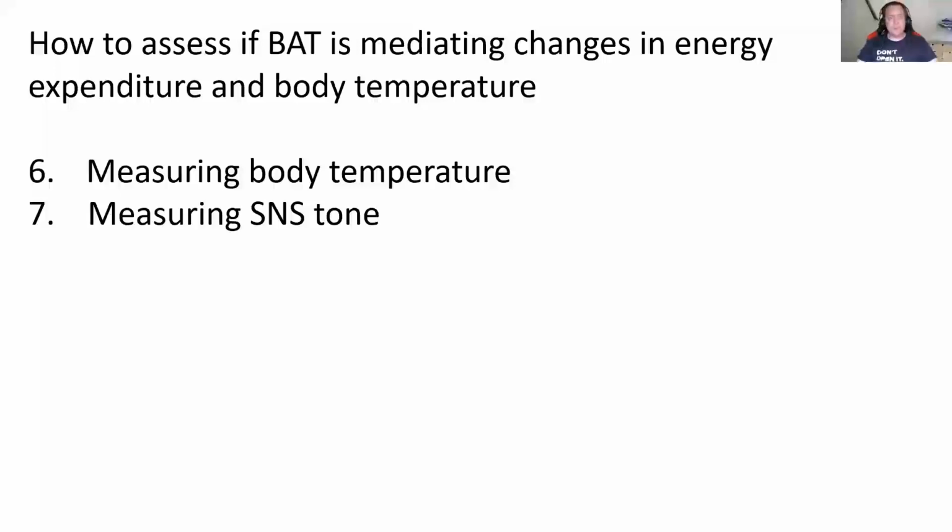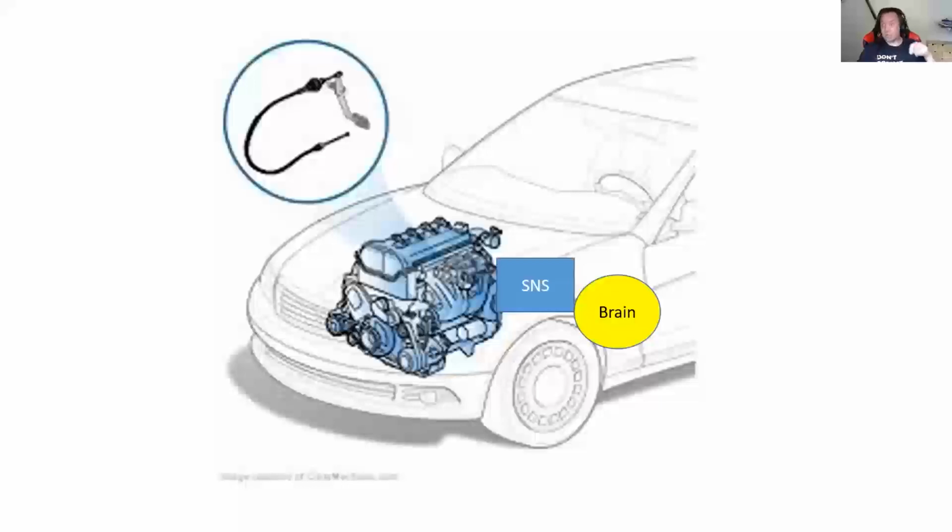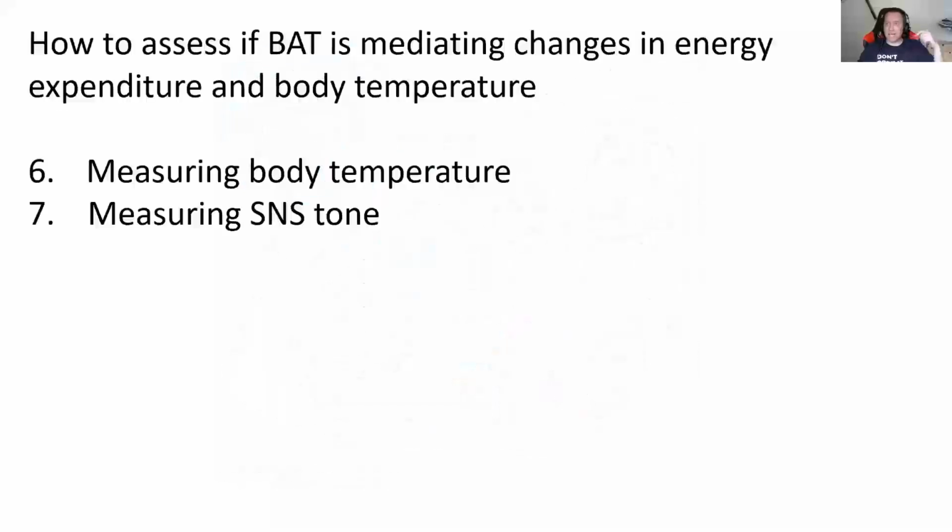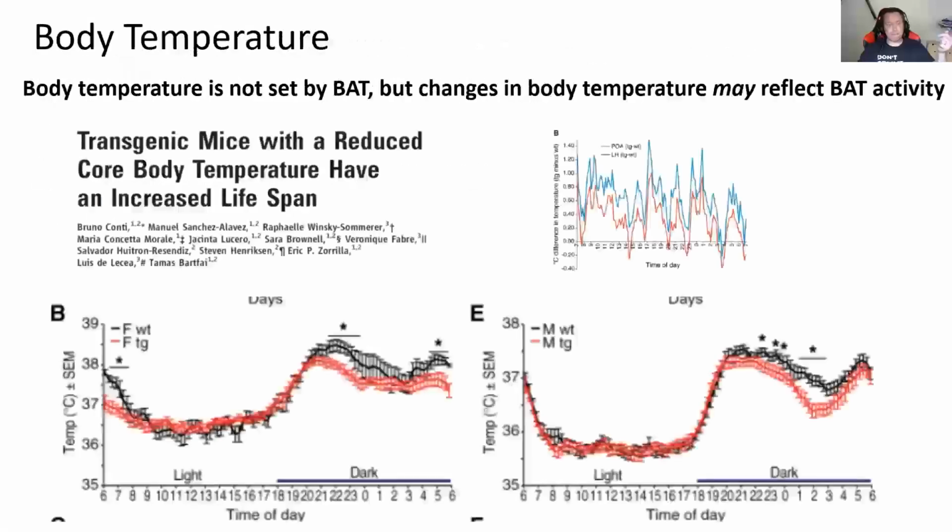Okay. And so we're going to do one about measuring body temperature and what information we need to interpret any changes in body temperature and assign those changes to BAT or any other thermogenic organ, but also measuring SNS tone, which will tell us if that signal, our connection between our accelerator pedal and our engine, has been activated. And therefore, it's very likely if we have increased SNS tone to BAT, we have increased BAT activity.